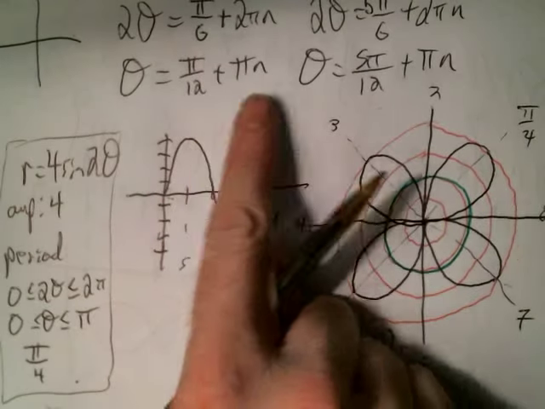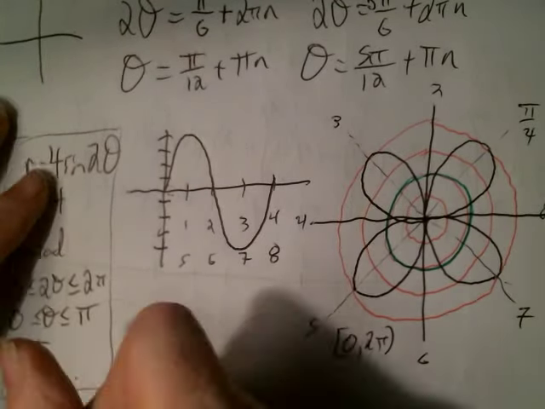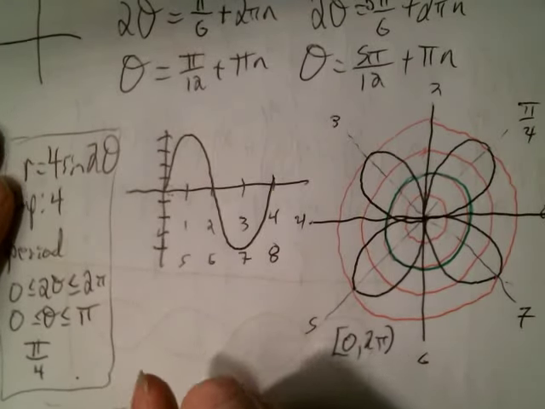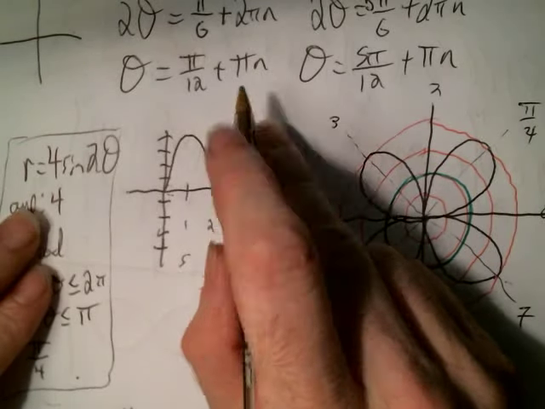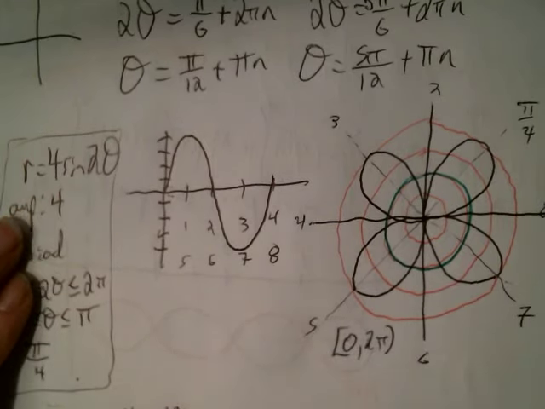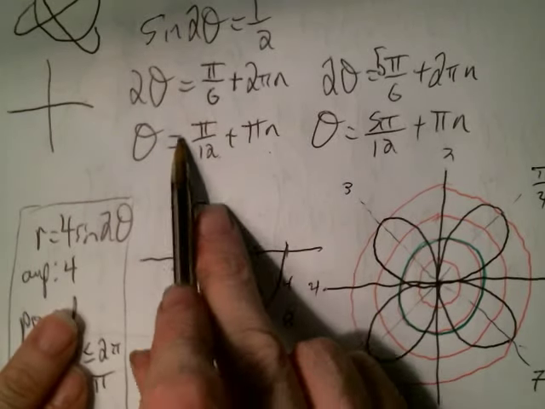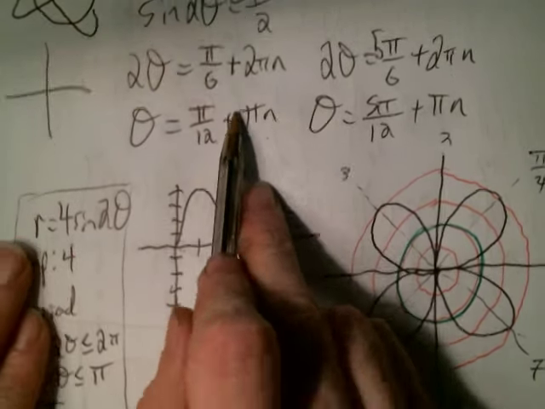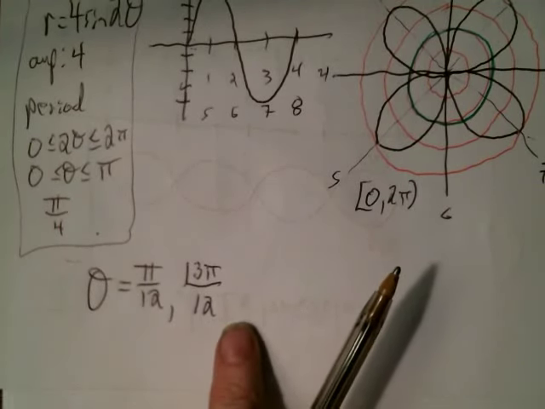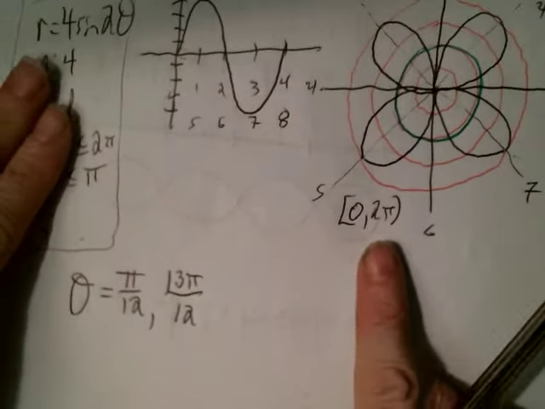So our points of intersection, we're looking for the ones from 0 to 2 pi. So the first theta, pi over 12, will work. That's in that interval. So pi over 12 from when n is 0, and then when n is 1, you get pi over 12 plus pi, which is pi over 12 plus 12 pi over 12, which is 13 pi over 12. But if you add in then another 12 pi over 12, you get 25 pi over 12, which shoots you out of our interval. Okay?